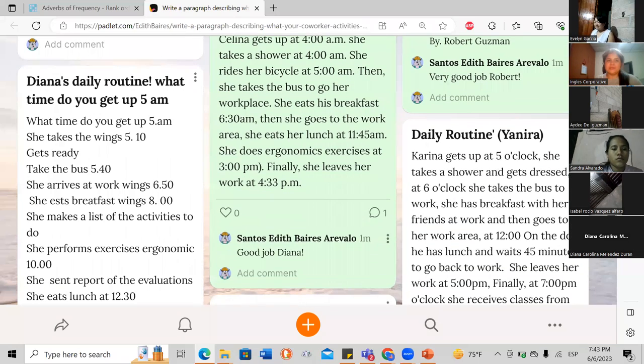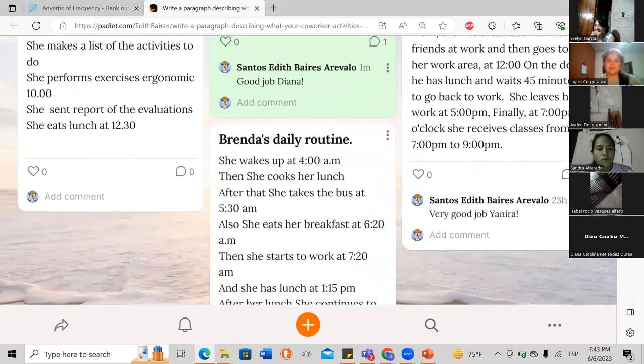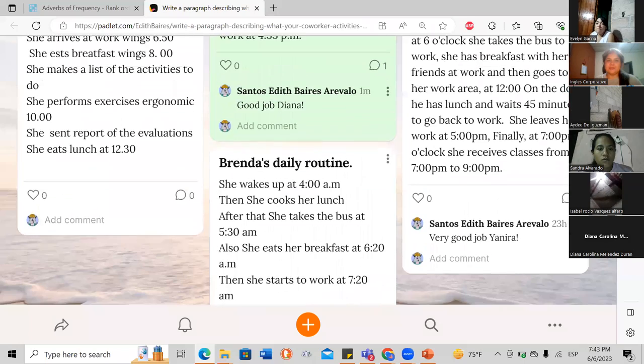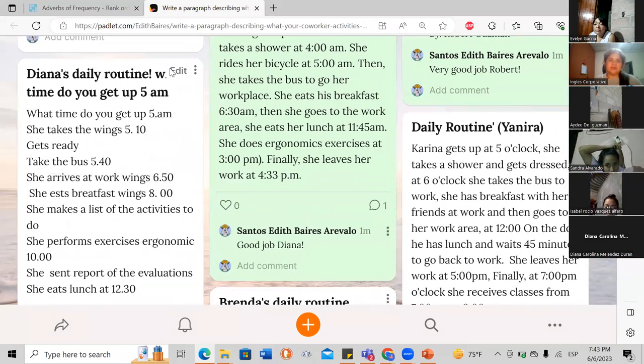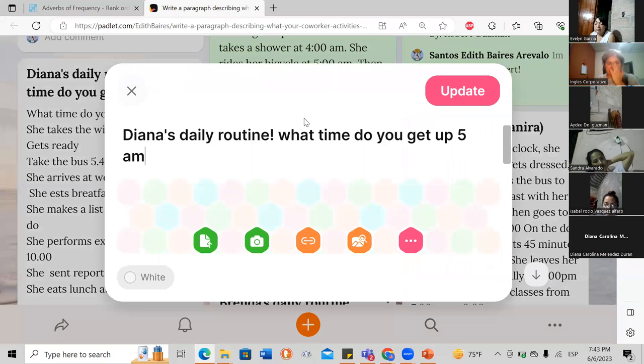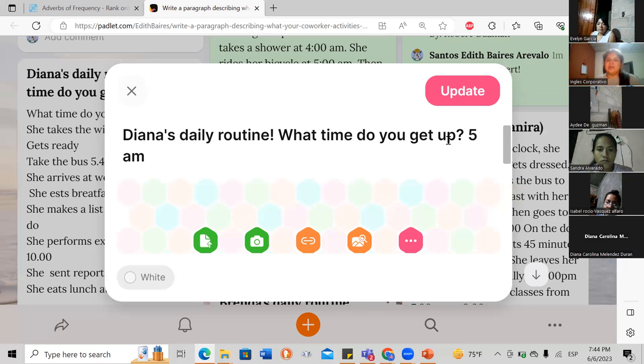Okay, let me see Diana's daily routine. Recuérdense que todavía lo pueden editar. Si quiere editarlo en este momento, hágalo, okay? Tiene observaciones que usted puede seguir. Diana's daily routines. What time do you get up? 5 a.m. Esta es como una pregunta, entonces aquí tendríamos que cerrar la pregunta. Si estamos preguntando a alguien, what time do you get up?